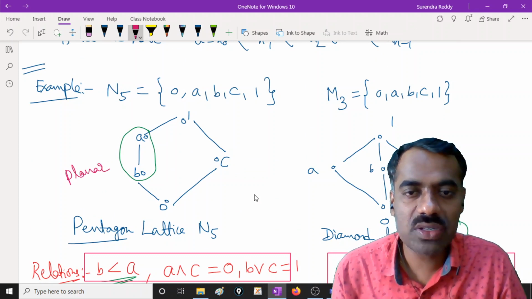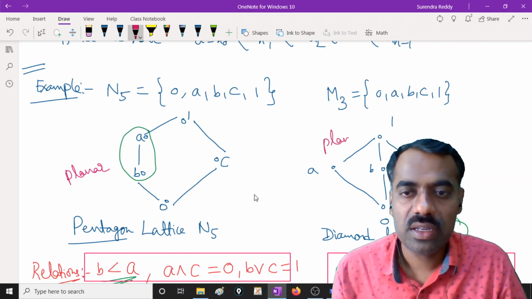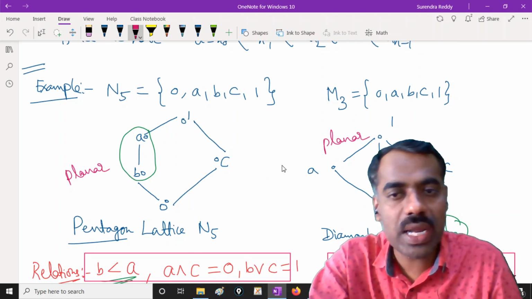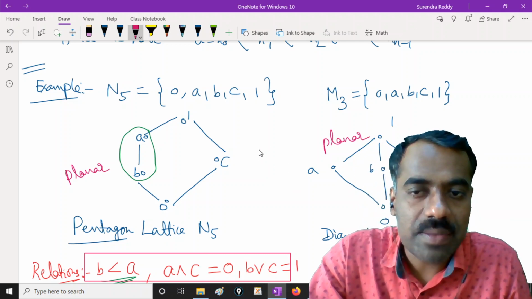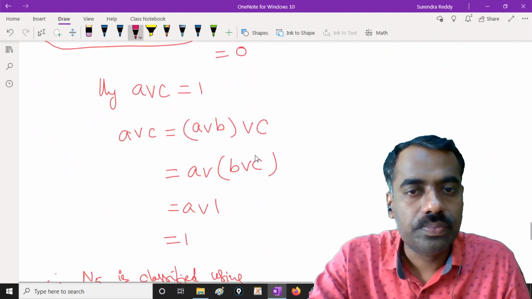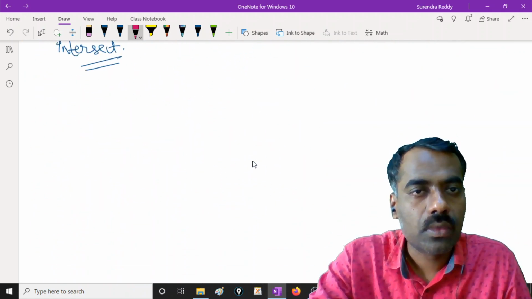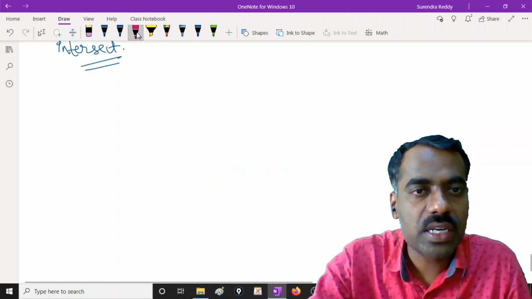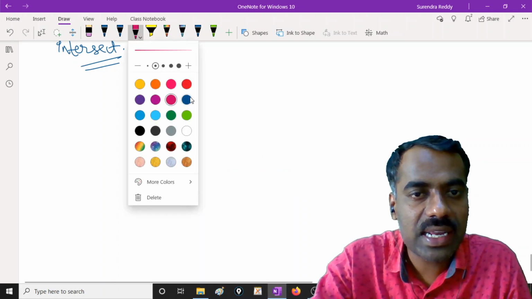Why? Because here you can see that no two lines, any two lines if you take, intersect. Later you will see some diagrams and so on, and you can see whether something is planar or not, right? We will see more later, next class.